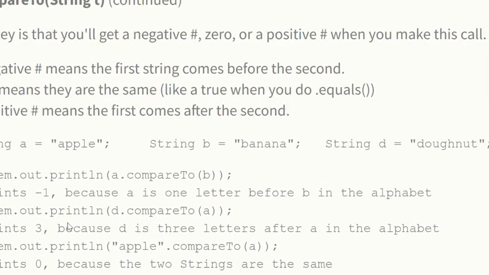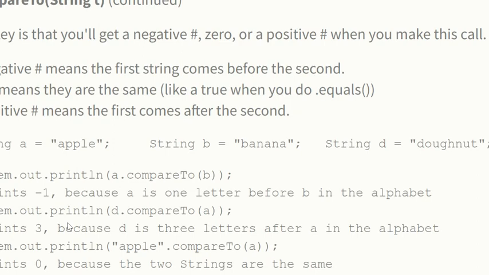So here's a summary. The number one key thing is you're either going to get a negative number, a 0, or a positive number when you make this call. Negative number means the first string comes before the second string in sort order. And 0 means they're the same. And a positive number means the first comes after the second.